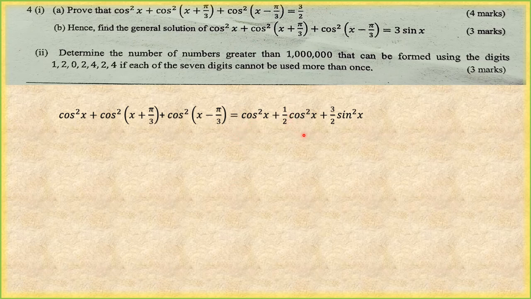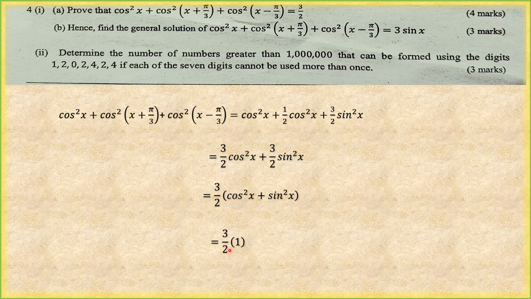We have 1.5, that is 3 on 2. Now we write that down and we see that 3 by 2 is a common factor, so we factor that out and we end up with 3 by 2 into cosine square x plus sine square x. Now from the Pythagorean identity, we know that cosine square x plus sine square x is equal to 1, so we replace that with 1, and 1 times anything is the same thing, so we end up with 3 by 2 as required. So that was what you had to do to get 4 marks for the first part.